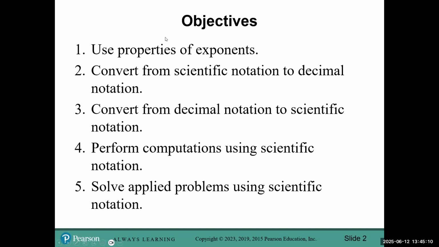What we'll be looking at are the properties of exponents, and you're going to want to keep those nearby when you're doing the homework problems from this section, so you can either print them out or write them out, whatever makes more sense to you. We'll also be looking at using scientific notation and converting back and forth, so from scientific notation into decimal notation and then back in the other direction as well. And then we'll also look at using scientific notation when we're performing computations, add, subtract, multiply, divide, and then solving applied problems that use scientific notation.